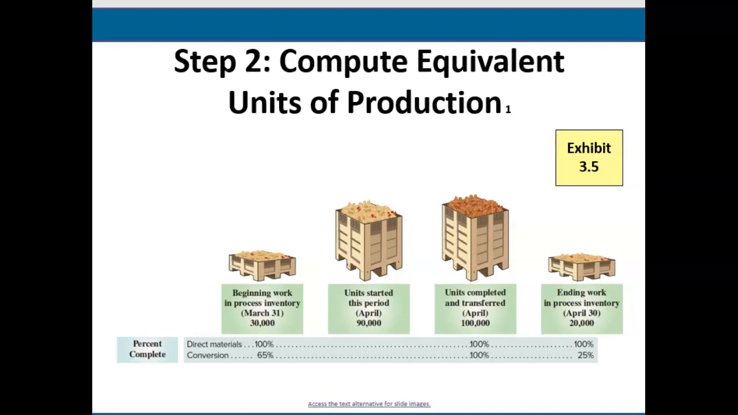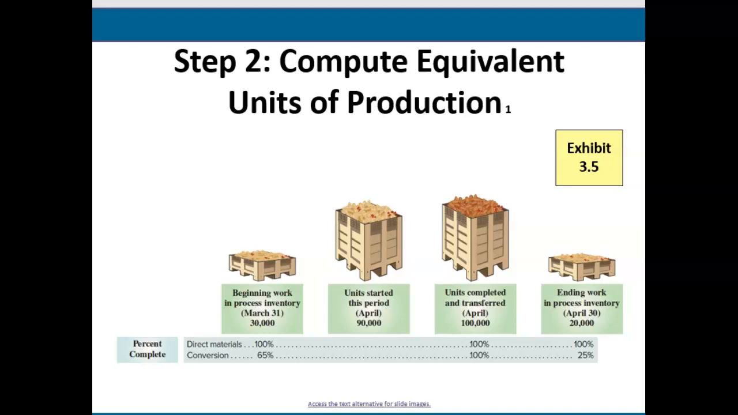We see here that the beginning work in process inventory is 100% complete for direct materials, but only 65% complete for conversion. Ending work in process inventory is 100% complete for direct materials, but only 25% complete for conversion. Units completed and transferred to the blending department are 100% complete for both direct materials and conversion.